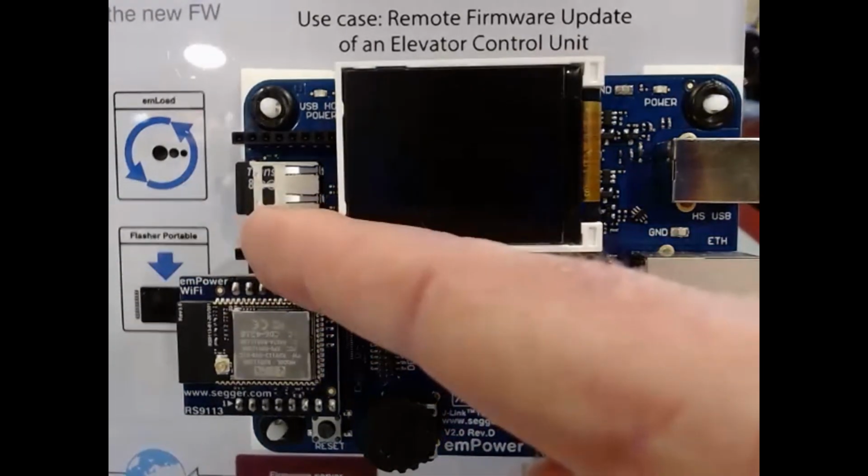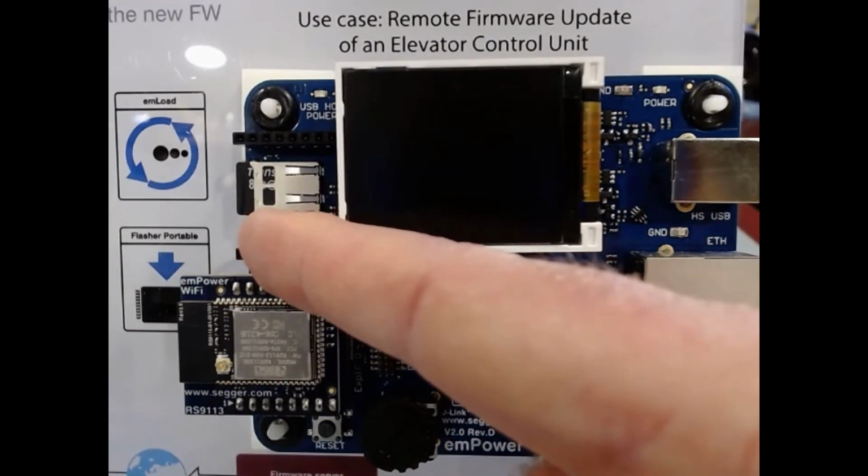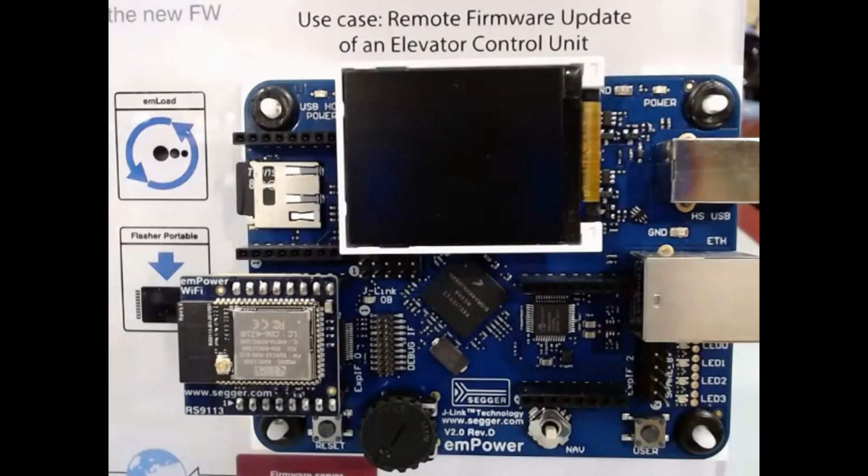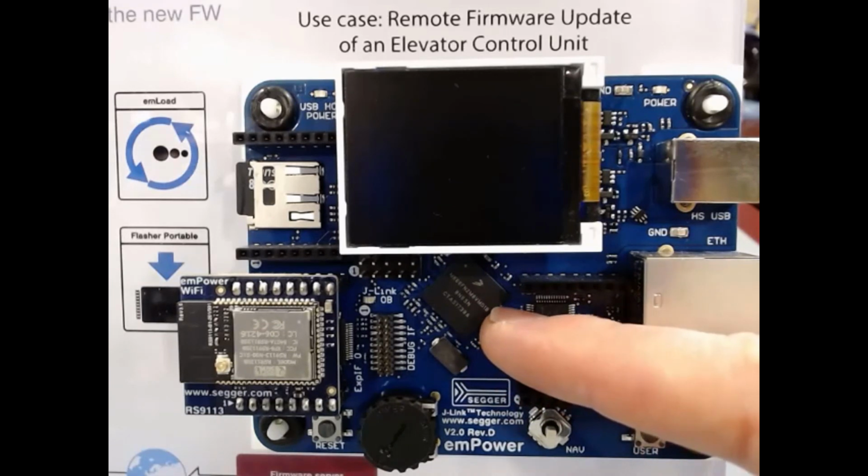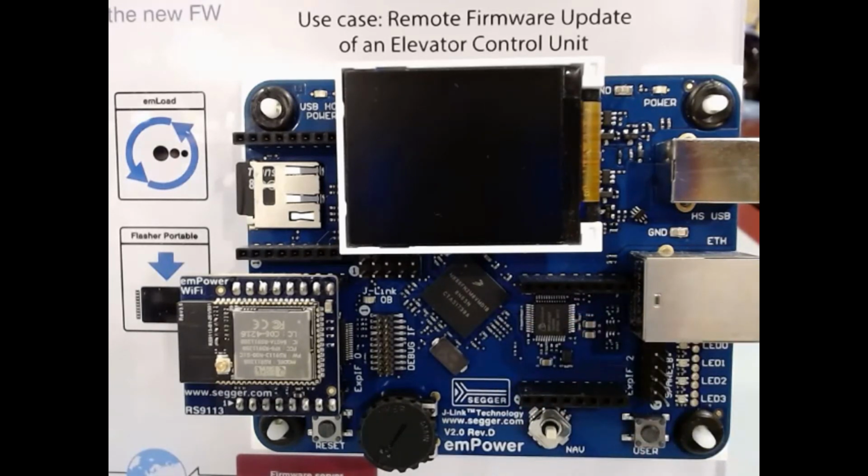Over here you can see that there's a micro SD card slot, which is where the firmware is going to be downloaded to, and then once it's validated by mLoad, it's then flashed into the microcontroller, which you can see just right here in the center of this development board. There are some other features of this development board, but at least for today's demonstration, they don't really matter.